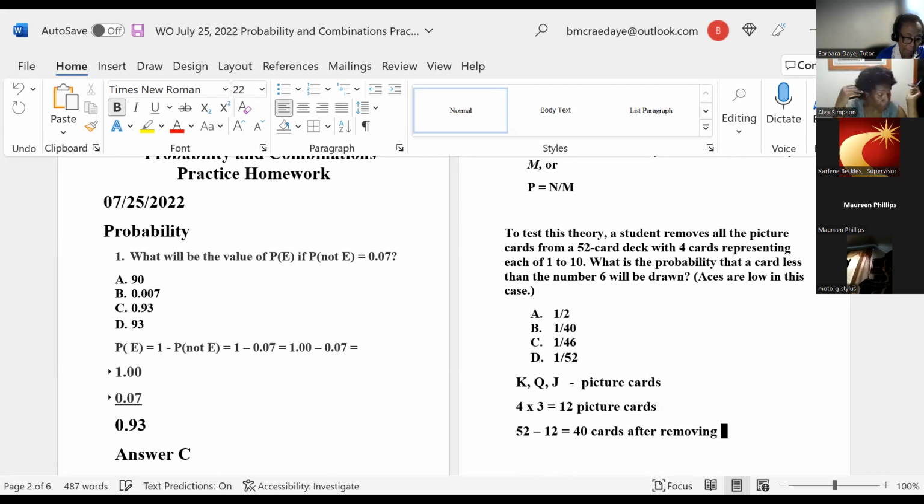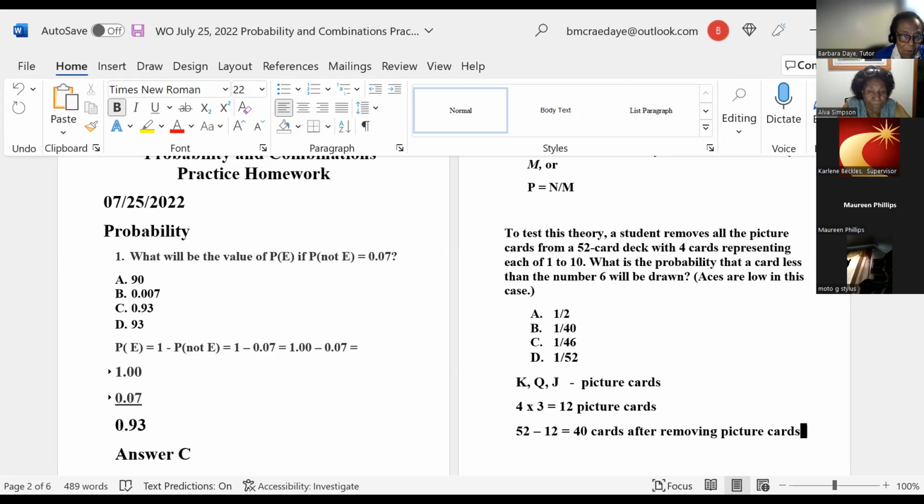Yes, I think I got that one wrong. Oh, you didn't have that one right? Okay, I put A. Let's see. Okay, Alba, you had, this is number 2, right? Yes, A. You had A, you had it correct. Very good. Miss Barbara, yes, so the 40 cards after removing the picture cards.